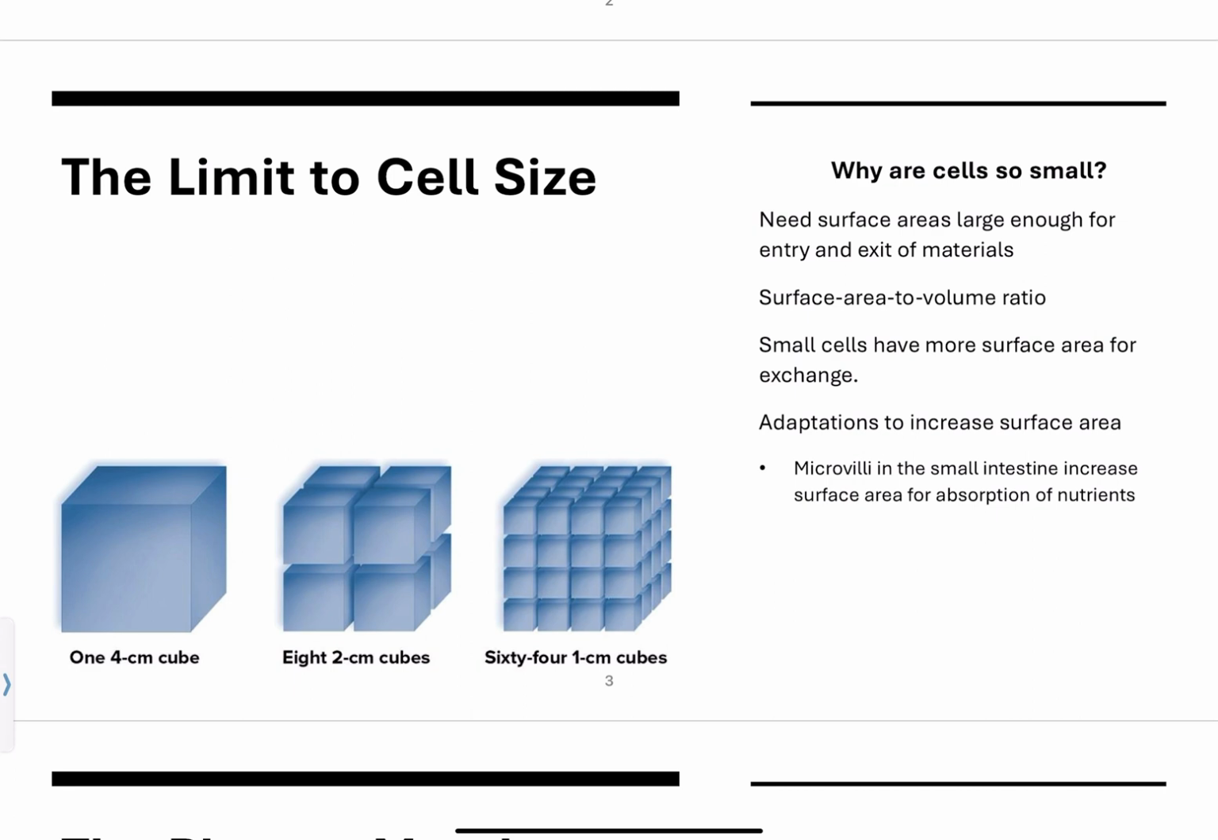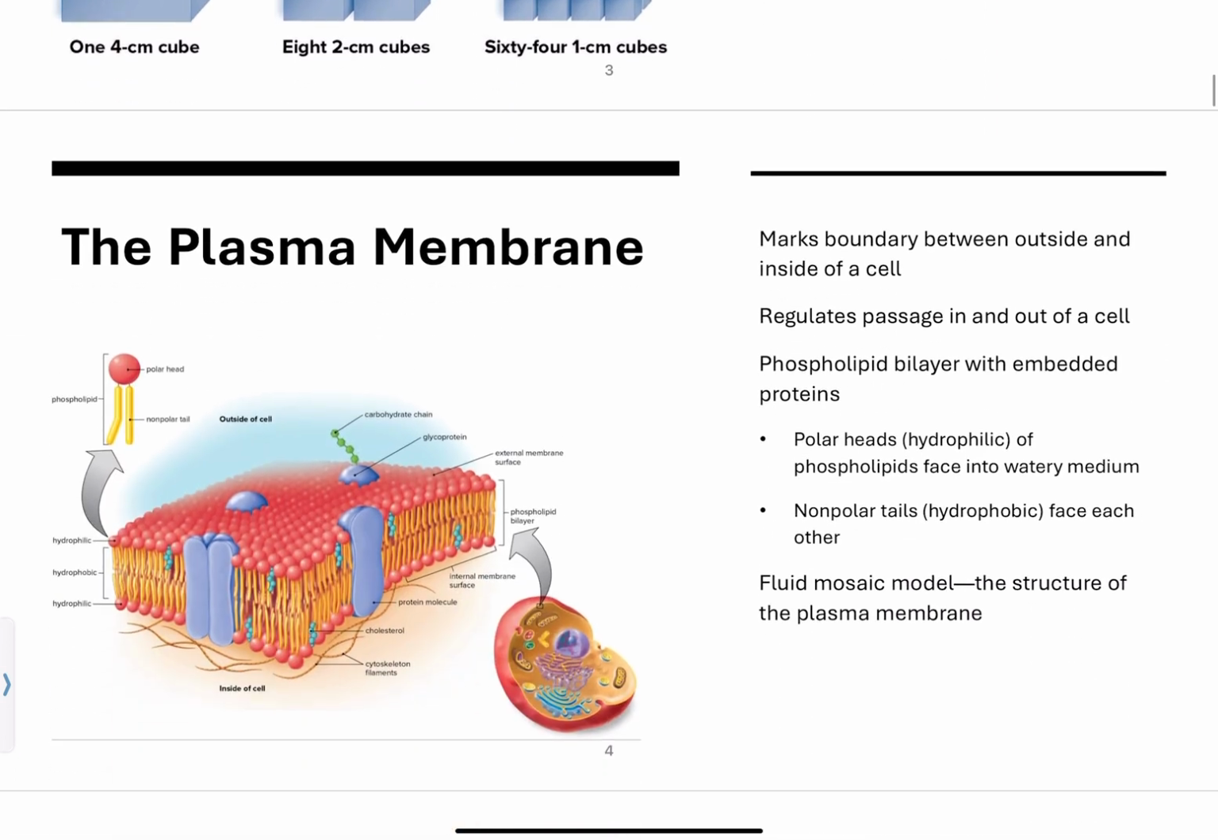So to work around the size limitation, some cells get creative. So for example, cells lining your small intestines have microvilli. These are just tiny finger-like projections that are really going to help increase surface area so they can absorb more nutrients. So it's kind of like folding up a long hose to fit in a small bucket. It's all about maximizing efficiency.